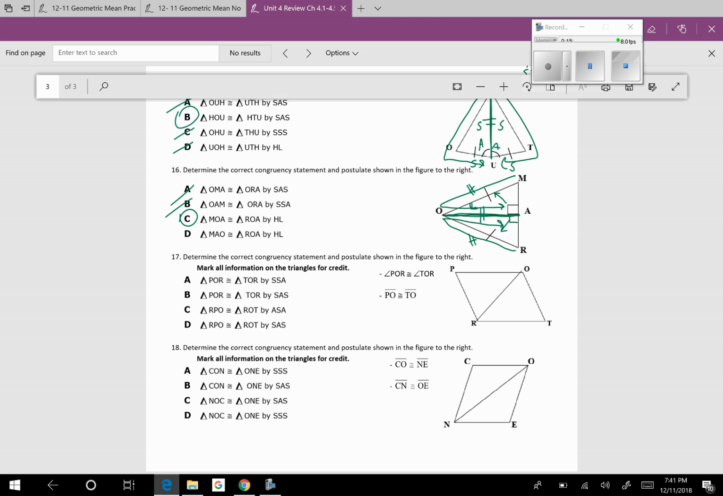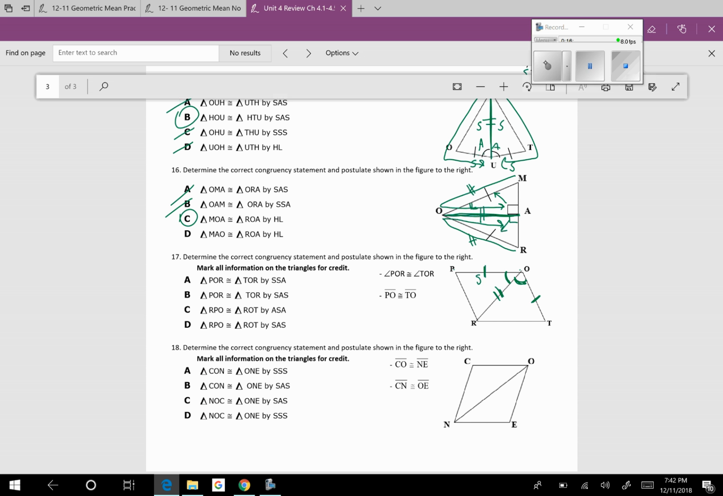All right, 17. Determine the correct congruency statement for these figures. It says mark all information on the triangles for credit. So it says angle POR is congruent to angle TOR. So POR right here at O, and we're doing the top part of it. And then TOR, it's this angle right there. So those are congruent. And then it says PO is congruent to TO. So this side and those sides are marked congruent. Now they share this one in the middle. They share RO, so that's the second side that's congruent.